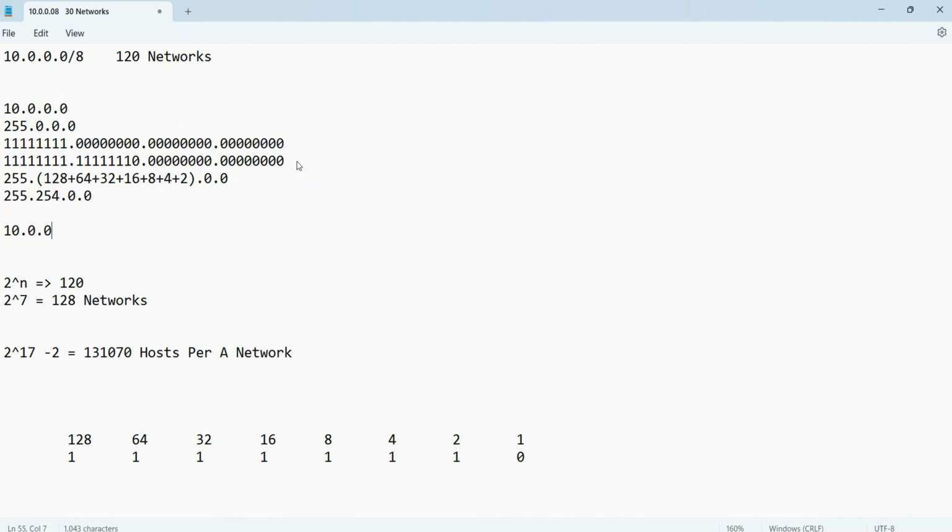So I could say it's a 10 dot zero dot zero dot zero slash how many bits? Well, 8 and 7 is 15. So this one is a slash 15. My CIDR is a slash 15.